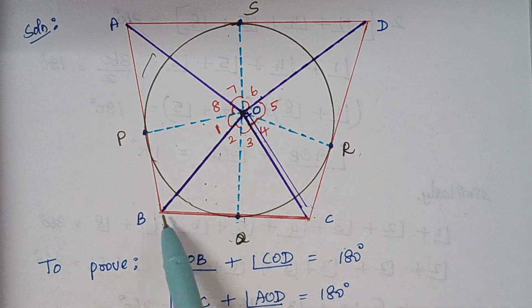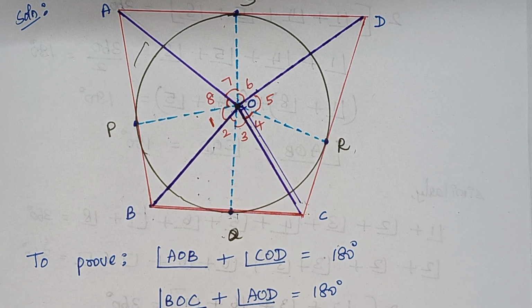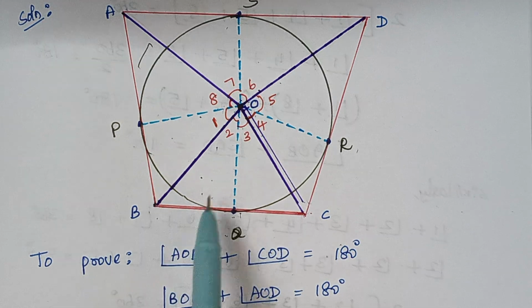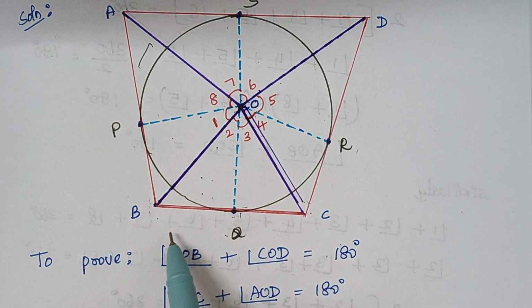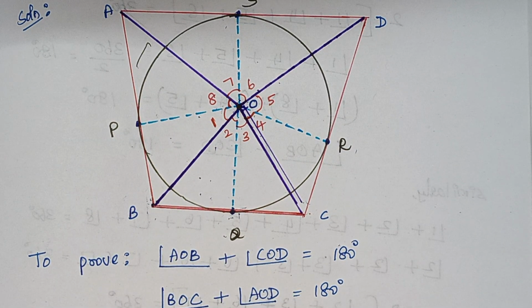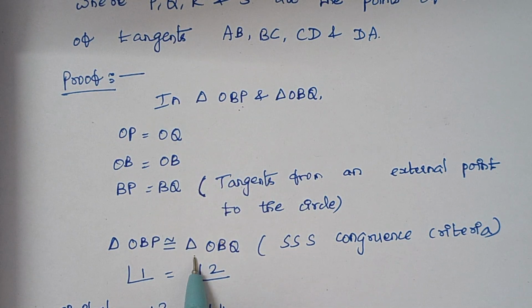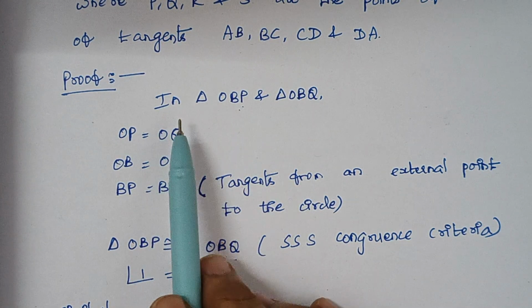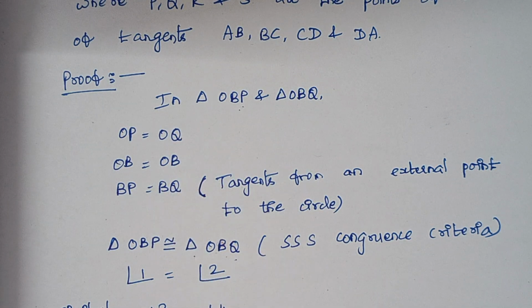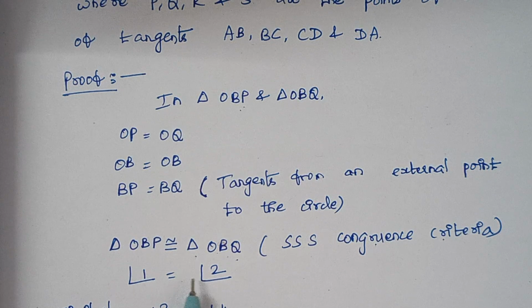Then again, B is an external point, and BQ and BP are the tangents. So, BP is equal to BQ. Now we have proved that triangle OBP is congruent to triangle OBQ, because the three sides of one triangle are equal to the three sides of the other triangle. So, by the SSS congruence criterion, we have proved that angle 1 is equal to angle 2.